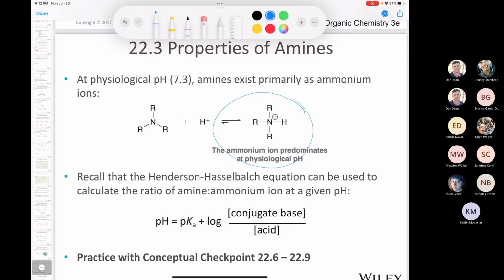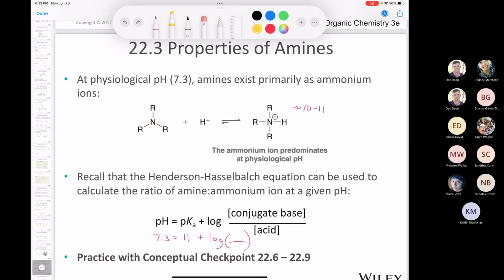Well, why would that be? The reason can be justified by looking at the Henderson-Hasselbalch equation. If we think about physiological pH, which is around 7.3, and the pKa of an ammonium ion, which we said for an alkyl ammonium ion was around, let's say, 10 to 11. Let's just pick 11 as a pKa. Well, that means you have 11 plus the log of something over something, the conjugate base over the acid.